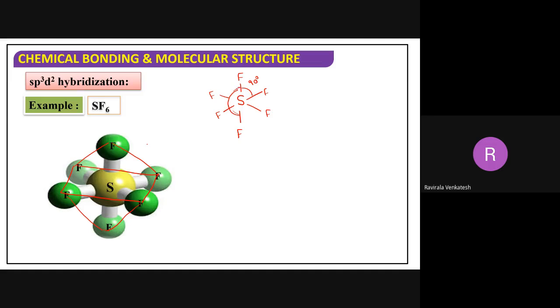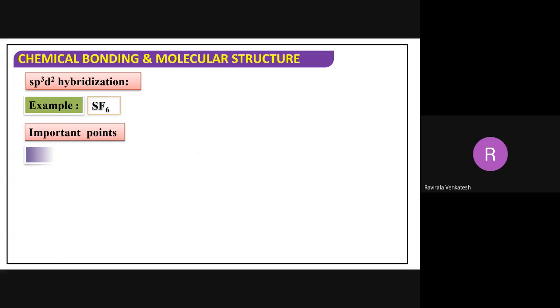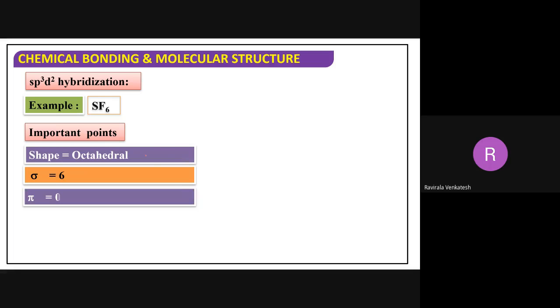Nobody asked that one. Generally they will ask for the 90 degrees. Right? Now this is actually the square planar bipyramidal structure. Like this it is, very simple. Important points: shape is octahedral.